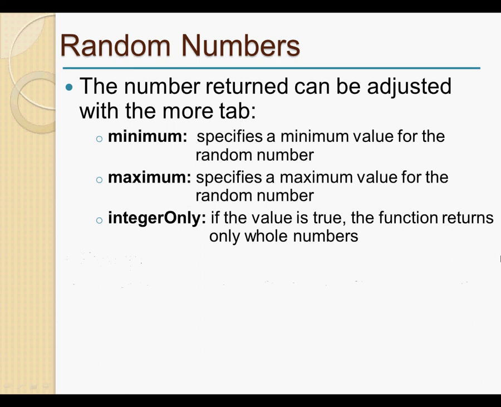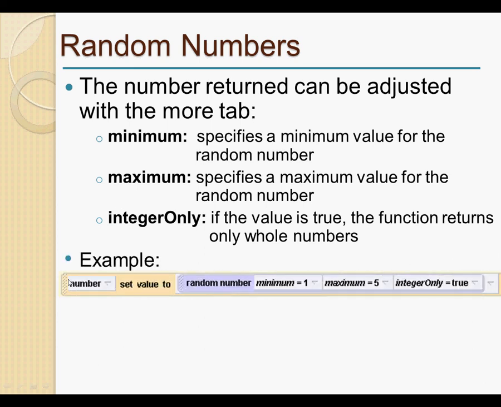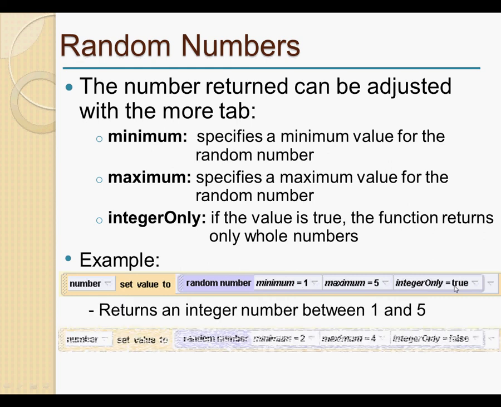Let's take a look at an example of what I mean. Here we have a variable called number, and I'm going to set its value to a random number between 1 and 5, and it must be an integer. A second example shows that same variable, and now I'm going to set it to a random number between 2 and 4, and this time, because integer only is false, I'm going to get a decimal number.